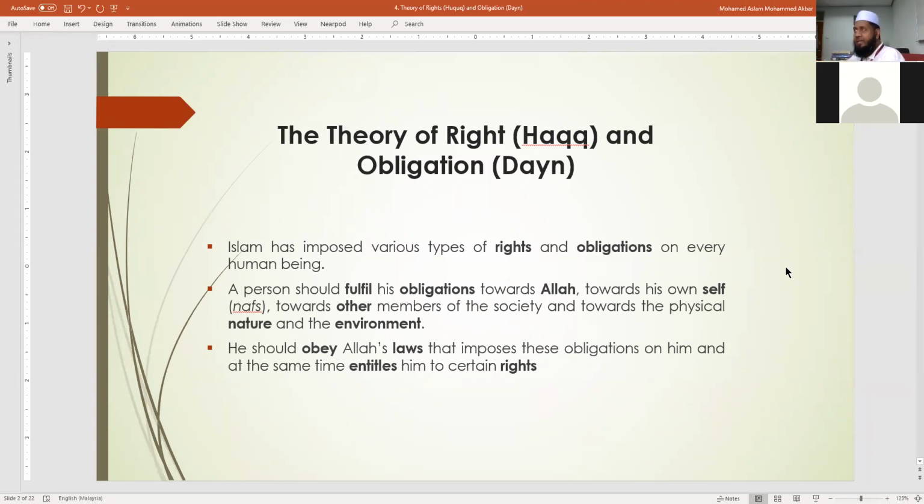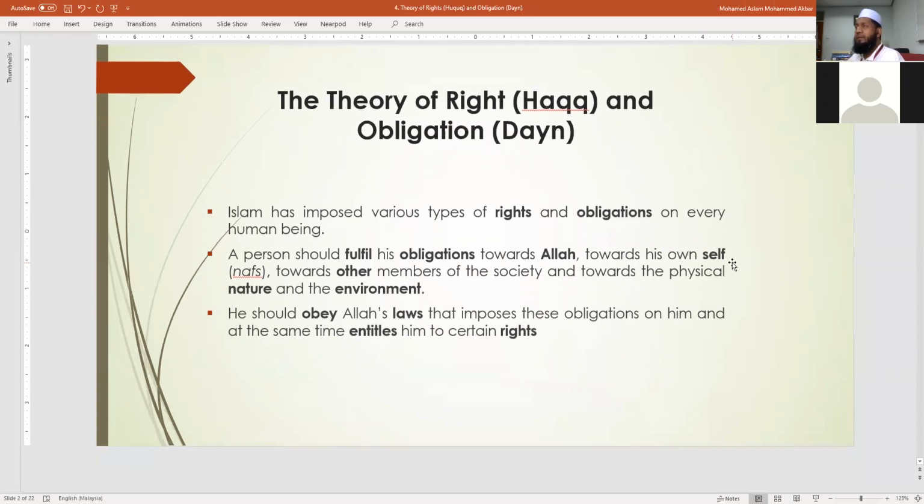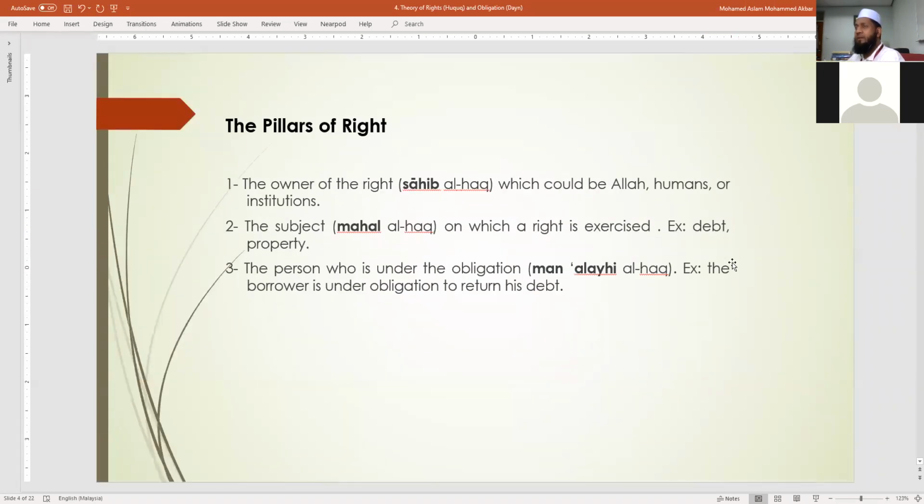So we need to think about Allah subhanahu wa ta'ala, hablu min Allah, hablu min nas, and then hablu min al-alam. He should obey Allah's laws that impose these obligations on him, and at the same time entitle him to certain rights. So this is what we need to know about the right and obligation.